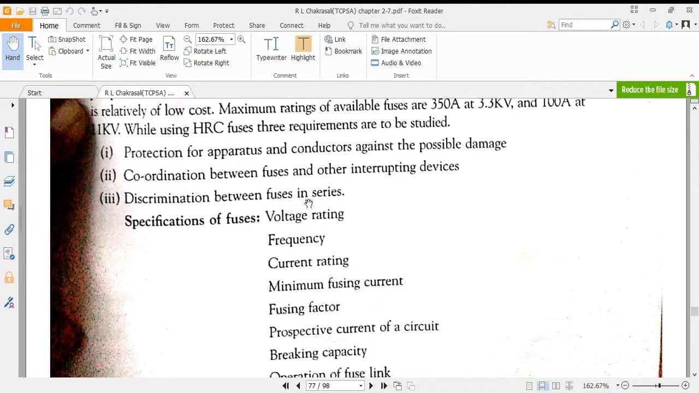Discrimination between fuses in series. Because when you are putting the fuses in series, same amount of current is flowing in all the fuses. And which fuse should blow or melt first so that further part can be protected. This coordination has to be made. So these are the three requirements. After studying this, we recommend a proper HRC fuse.